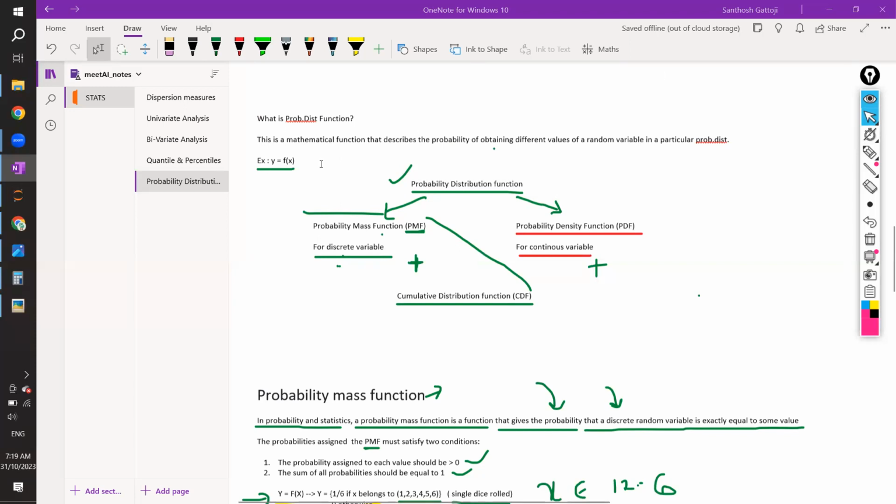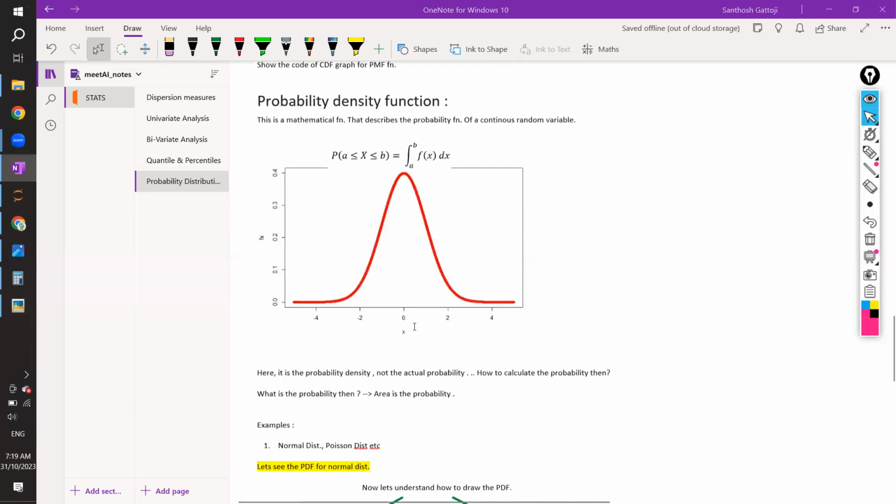Fine, guys. Now let's start. So now coming to probability density function. This we need to understand in a bit of detail. The first thing I'm going to tell you is about the y variable you are seeing when you say y equal to f of x. In PMF, this y will give you direct probability.